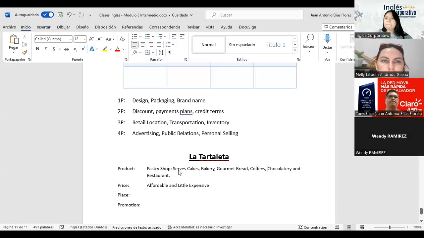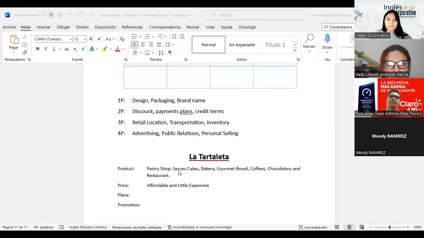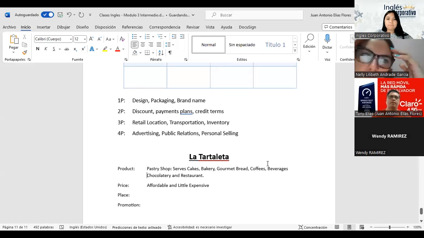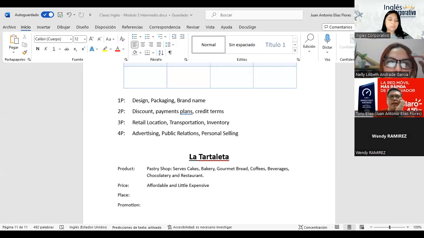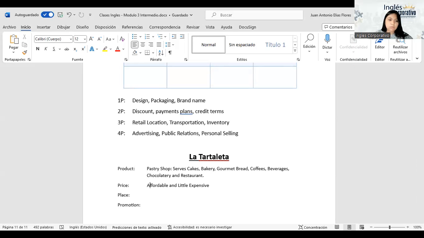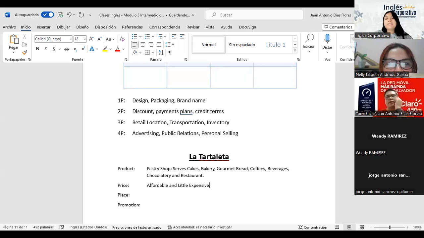Place. Beverage, affordable, and little. Teacher, is it right to say a little expensive? Does this expression exist? Un poquito caro. A little expensive. Yes, it exists. Affordable and little expensive price. Yes. Okay.